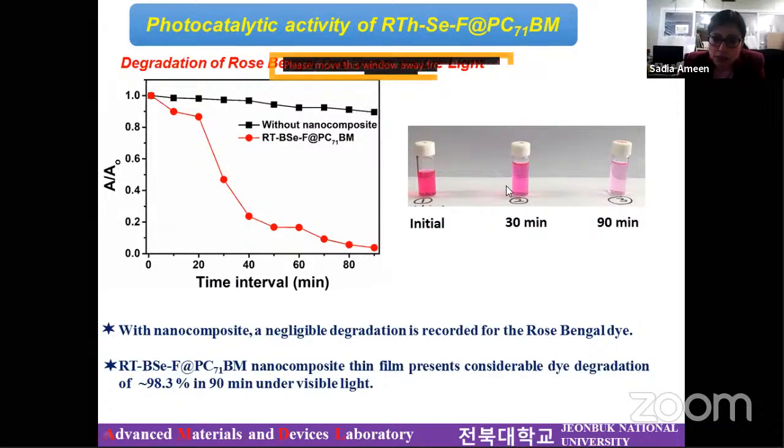These are some of the samples which we have taken a photograph of. This is the initial stage, and after that we have seen a sample after 30 minutes of degradation, and finally this is how it looked like when the complete degradation has occurred.